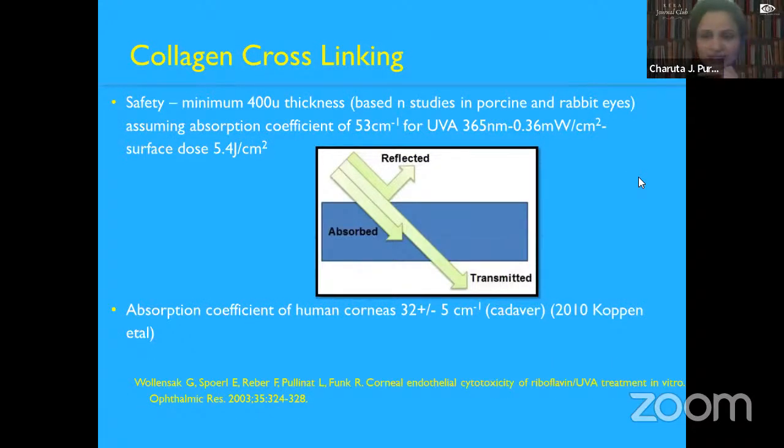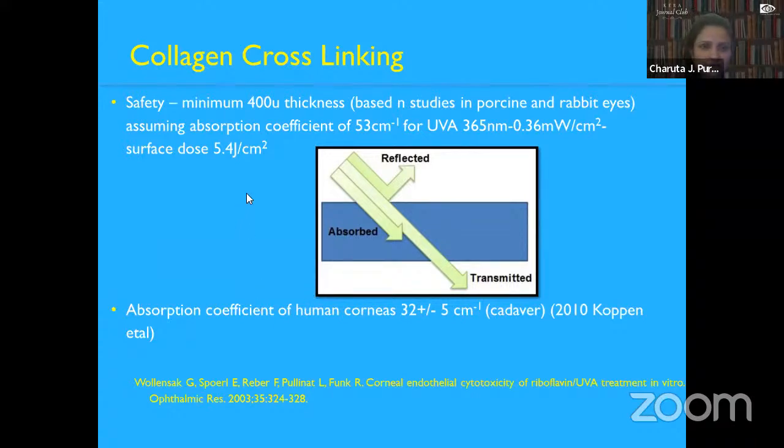Now, like Dr. Aditya was saying, we always follow this magical number of 400 microns. And if we combine the cytotoxicity studies and the studies that were done in porcine and rabbit eyes, this magical number was reached. So we have assumed an absorption coefficient of 53 per centimeter for UVA. The absorption coefficient denotes, when light passes through a medium, how much of it is reflected, how much is absorbed, and how much gets transmitted. In the cornea, the higher the absorption coefficient, the safer is our endothelium.